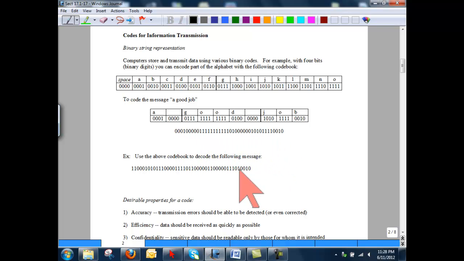Given that, what happens if you, the receiving computer, see this piece of information coming in? What does it say? Well, I happen to know that each code word is 4 bits long, so the right thing to do is to break this into blocks of 4 bits.